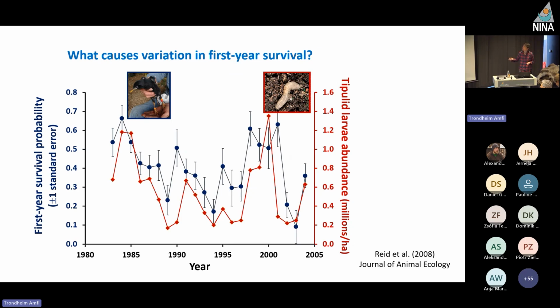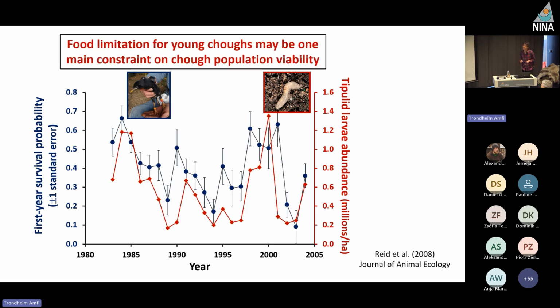So across the west of Scotland, there's an agricultural monitoring scheme that measures the density of these bugs, basically so that the farmers know when to spray their fields with nasty stuff in the outbreak years. And what you can see is that the abundance of these invertebrates in the farmland is extremely tightly correlated with this among-year variation in chough first-year survival probability. So this seems like quite compelling evidence, or at least for the hypothesis, that food limitation for these young choughs following fledging is really the major constraint on the viability of this population.